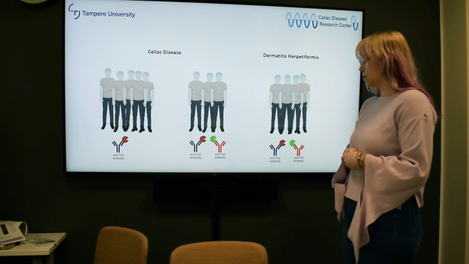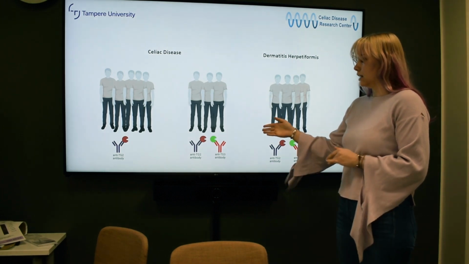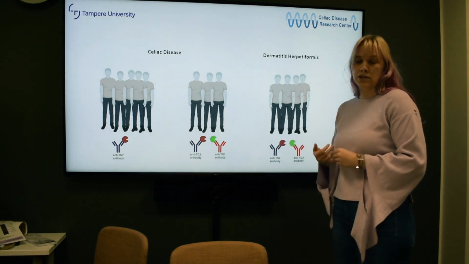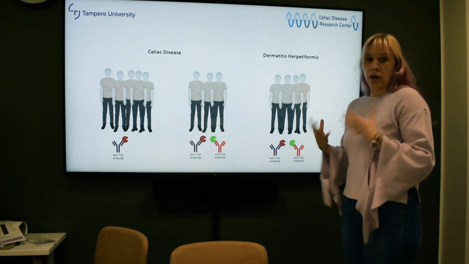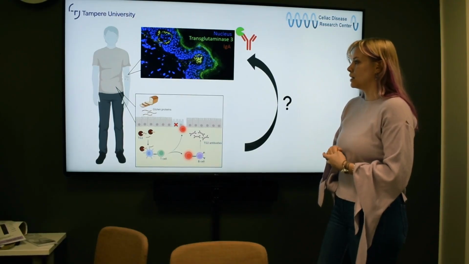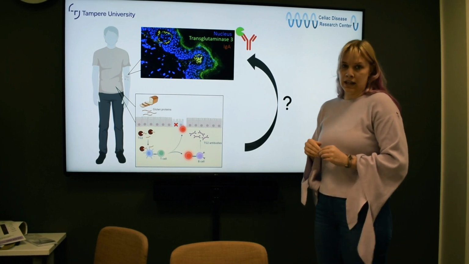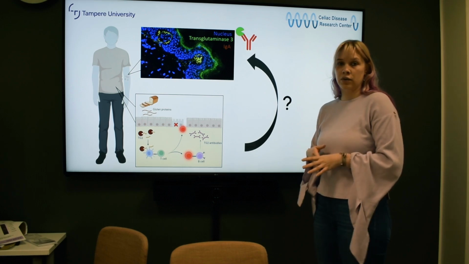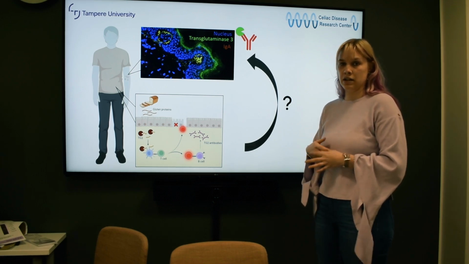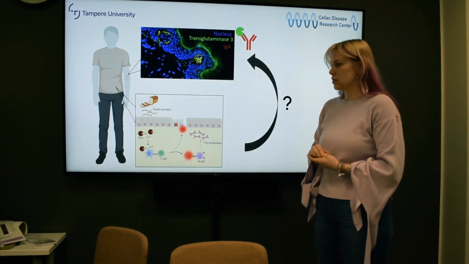But perhaps most interestingly, there's a subgroup of patients with celiac disease who also have anti-transglutaminase 3 antibodies, but they do not have a rash on the skin when they eat gluten. And so my research focuses on why not all celiac disease patients develop dermatitis herpetiformis, even though they might have antibodies against the transglutaminase 3, which is found in the skin of dermatitis herpetiformis patients.